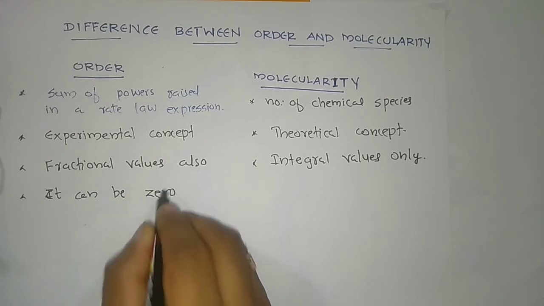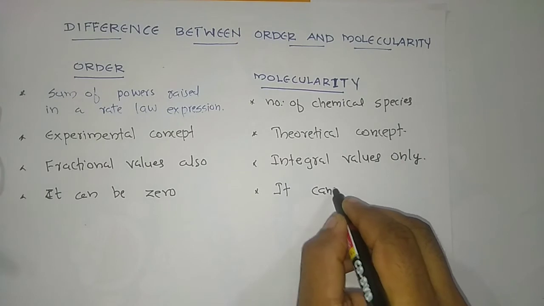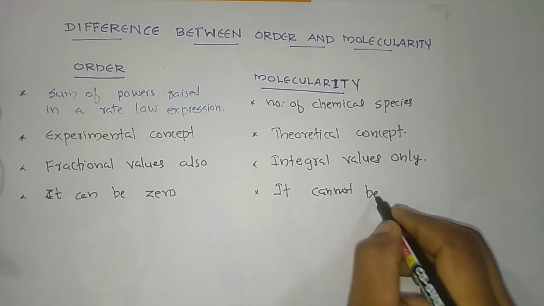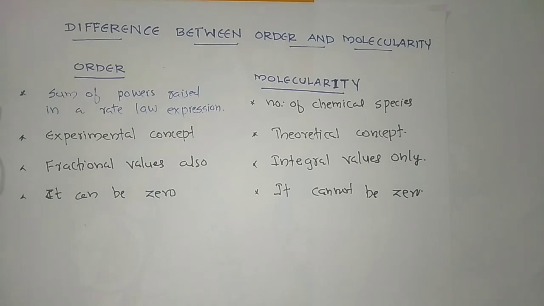Order can be 0, but molecularity cannot be 0. So what is the difference between order and molecularity?